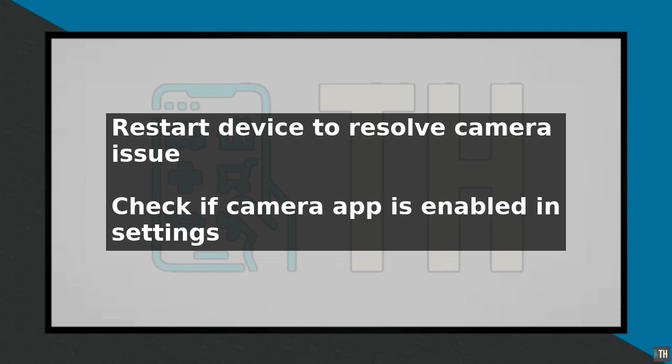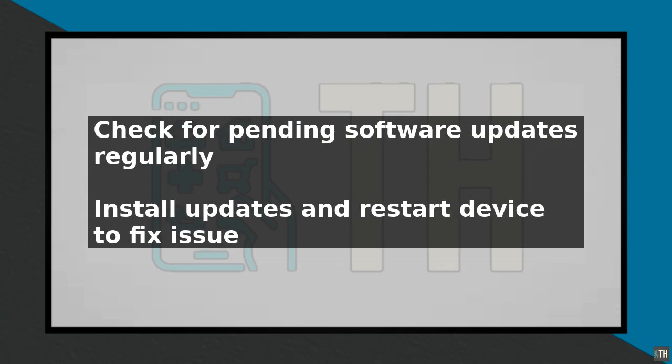Next, check for any pending software updates, as an outdated operating system can cause camera issues. Go to Settings, then System, and select System Update to check for any available updates. Install the update and restart your device to see if the camera is working.